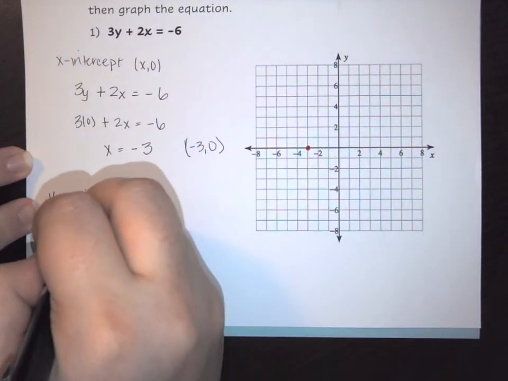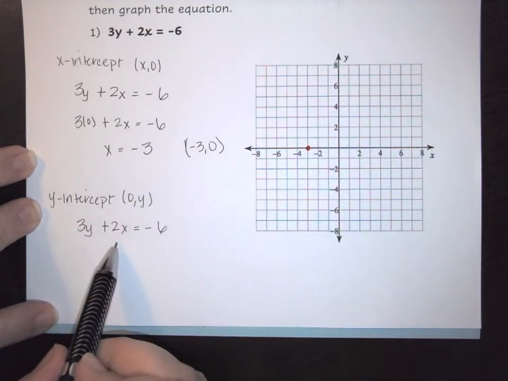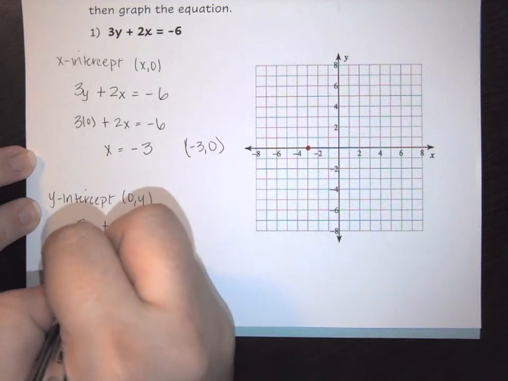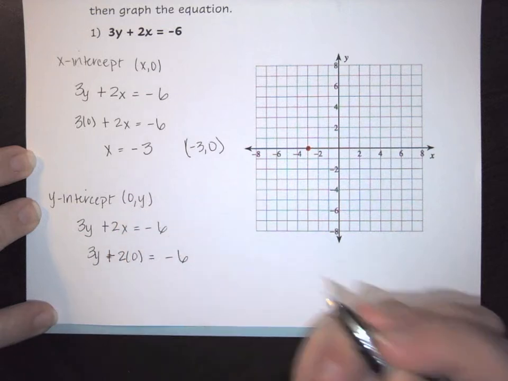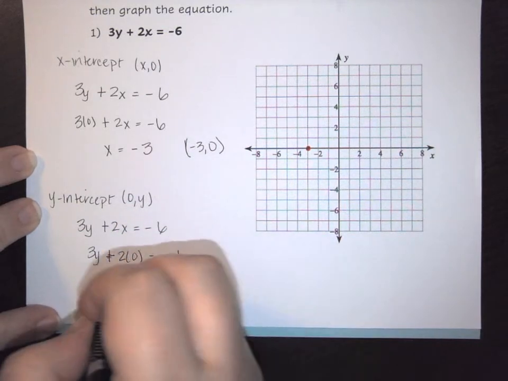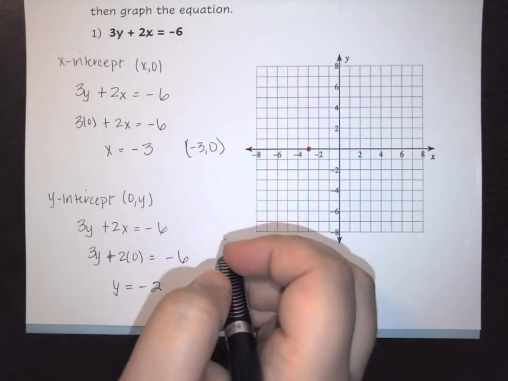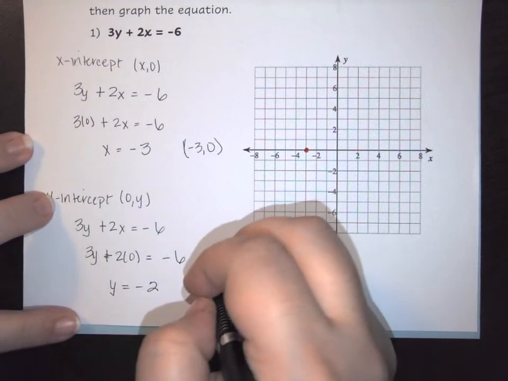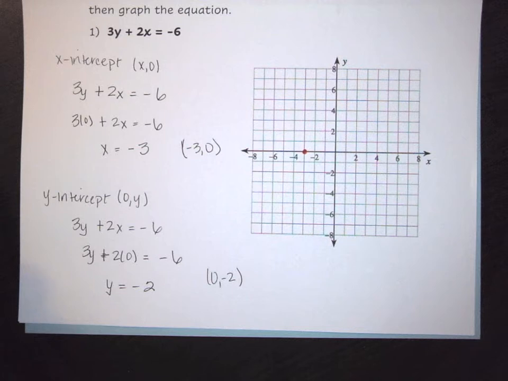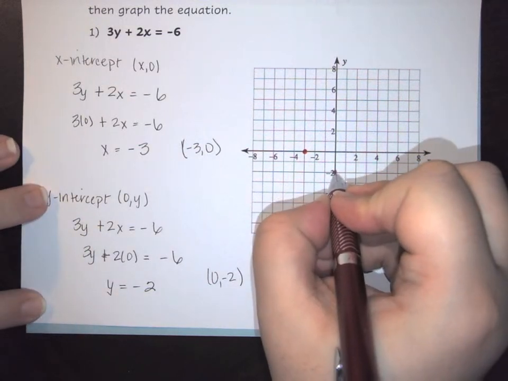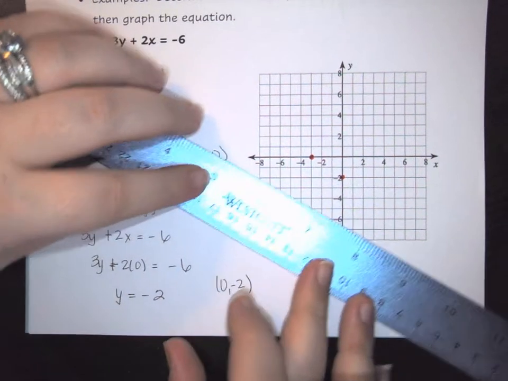So in this case we would still have 3y plus 2x equals -6. Now we're going to make my x 0, so I get that 3y plus 2 times 0 is equal to -6. 2 times 0 is 0, divide everything by 3, we get that y is -2. And therefore that's going to be the coordinate point 0, -2. Again, just like before, we would go ahead and graph that coordinate point. So we have 0, -2 right there. And that's all you need in order to make your graph.